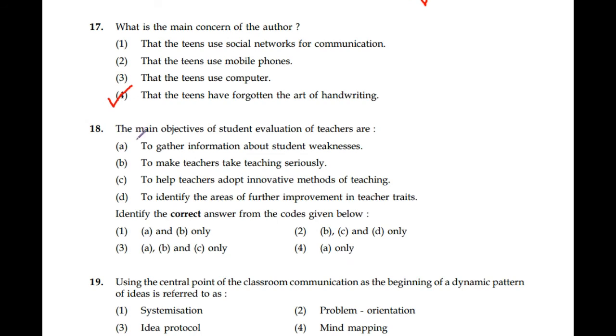Now question number 18. The main objectives of student evaluation of teachers are to gather information about student weaknesses, to make teachers take teaching seriously, to help teachers adopt innovative methods of teaching, to identify the areas of further improvement in teacher traits. So we are talking about evaluation of teachers. Information about student weakness is not the correct option, and the rest B, C, and D are correct. So the second one is the correct option.